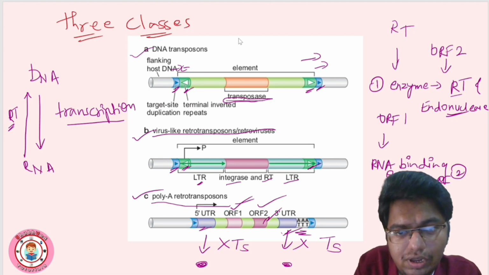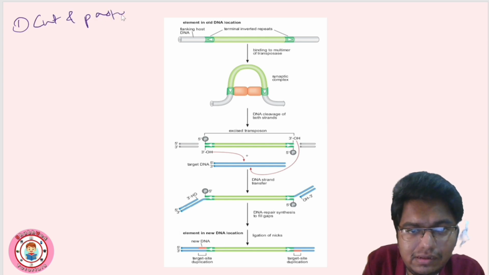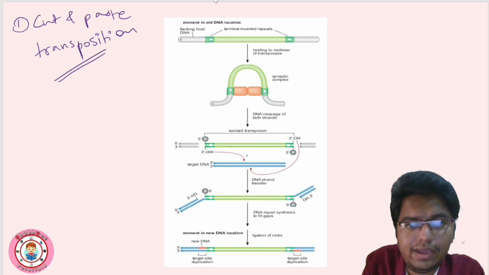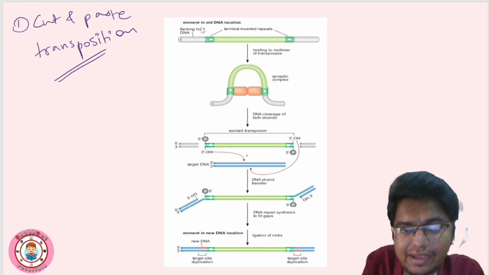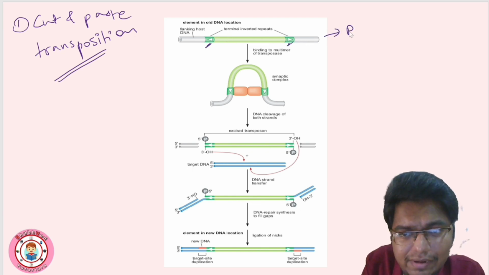First of all, DNA transposons. So this is the first mechanism: cut and paste transposition. DNA transposition by cut and paste mechanism. Right. So here we can see these are the terminal inverted repeats, and this is a DNA element.